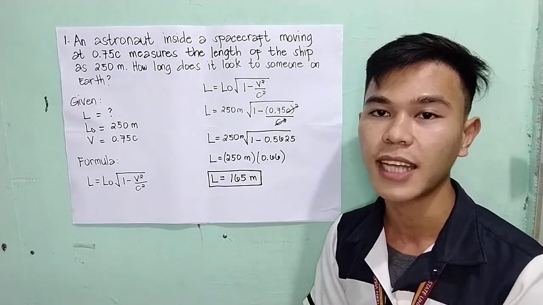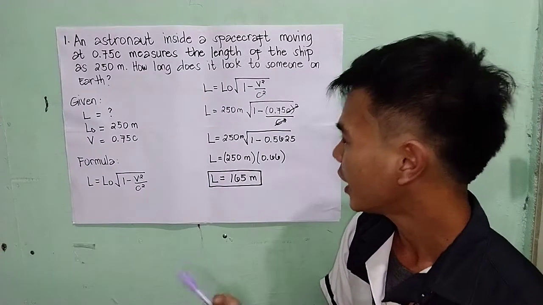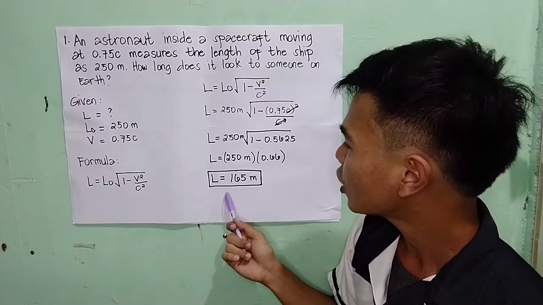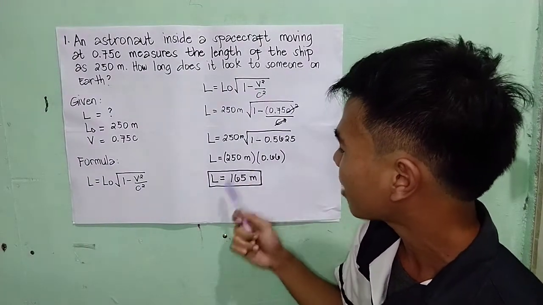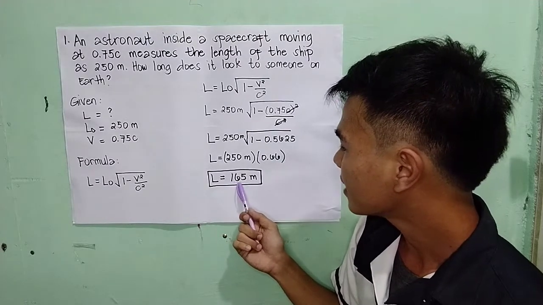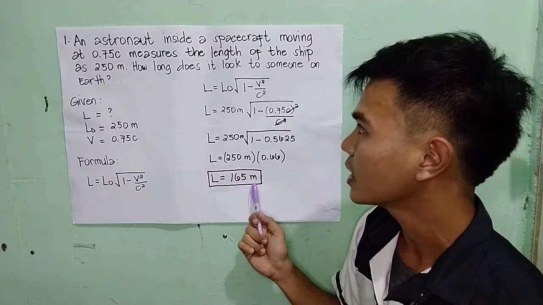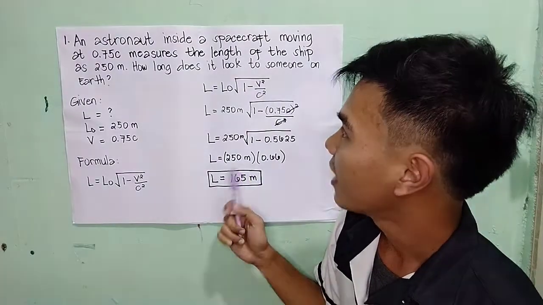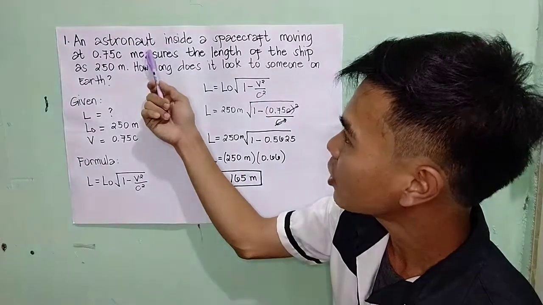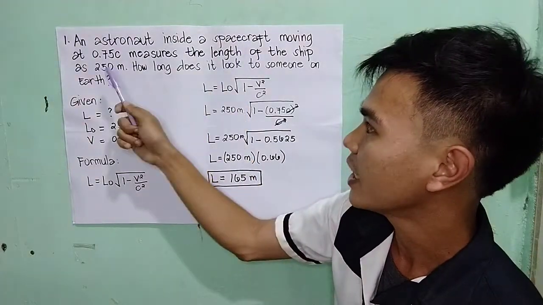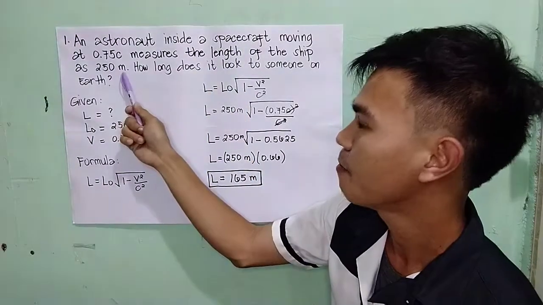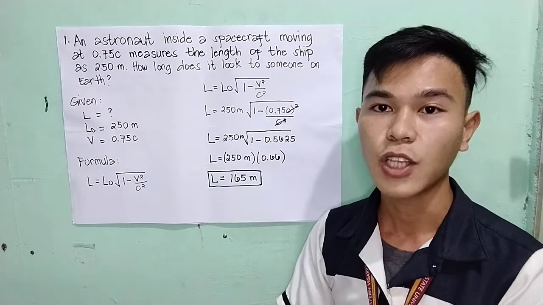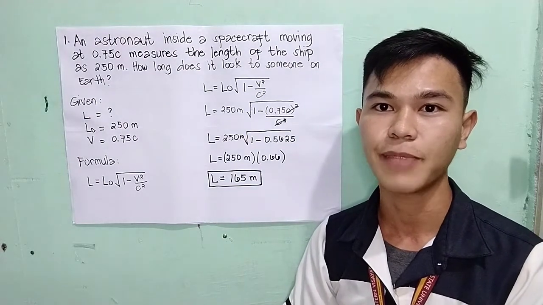This means that the person on Earth will measure the length of the spacecraft as 165 meters, which is shorter compared to the length measured by the astronaut inside the spacecraft, which is 250 meters. So that's all for our problem number 1.